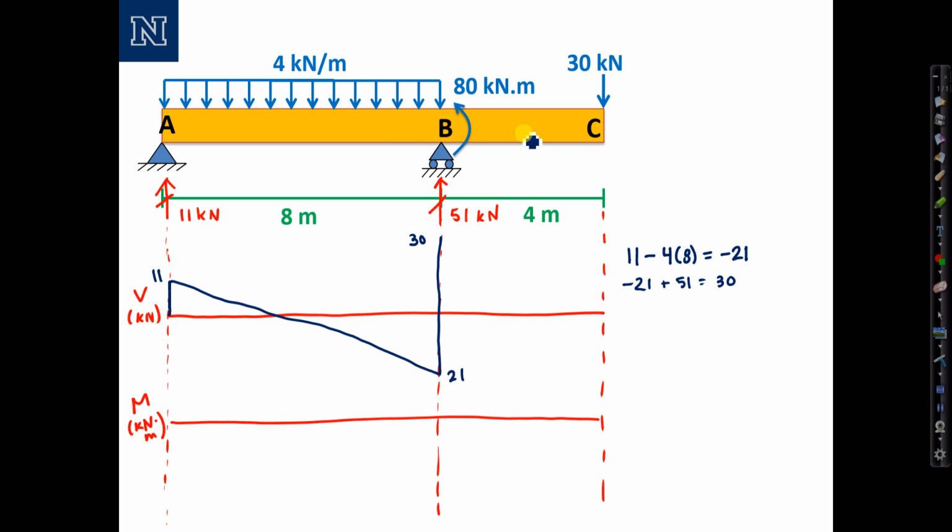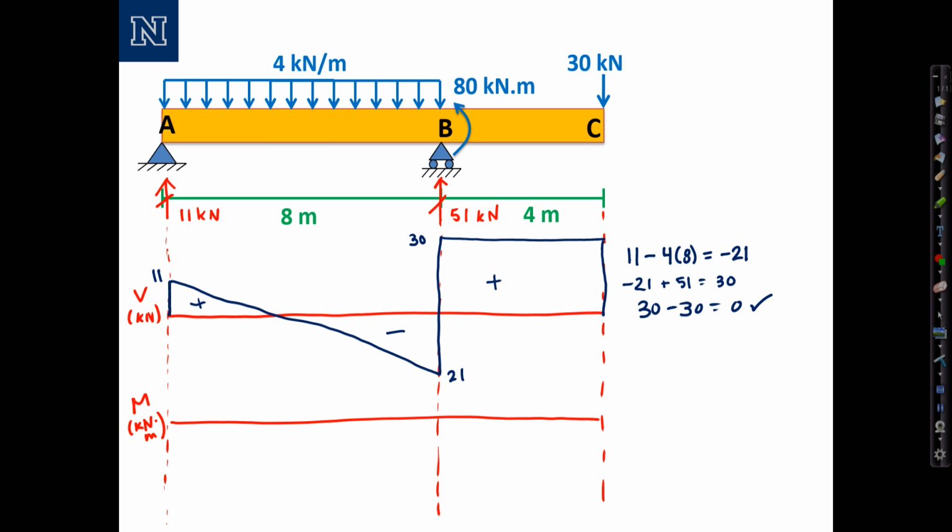And then between B and C, there's no load acting, so the shear is going to be constant. Extend a straight line. And then when we reach point C, we have the 30 kilonewton load pointing downward, so it's going to jump down by 30. And in fact, 30 minus 30 equals 0. And so we confirmed that the diagram returns to 0 at the end, which is always an important thing to do. Okay, let me label the positive and negative regions of the diagram.